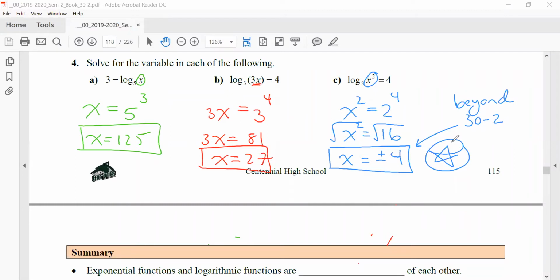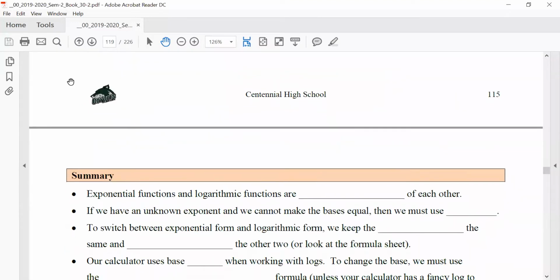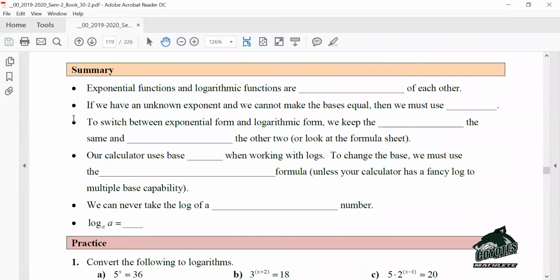The primary and secondary roots, if you want to be a huge nerd like me, which you don't. I heard you through the video say, no, I don't.